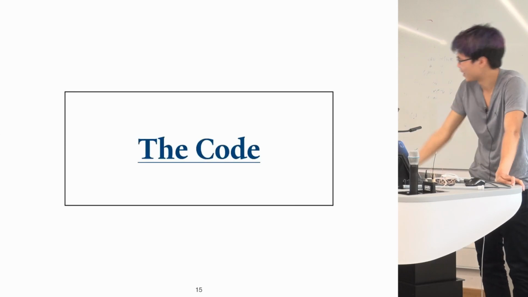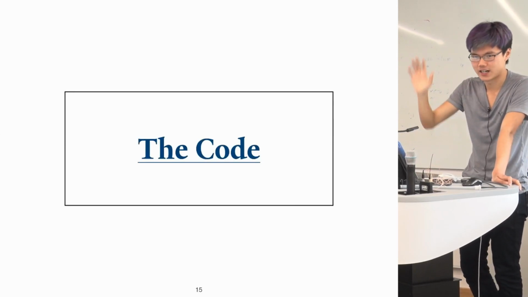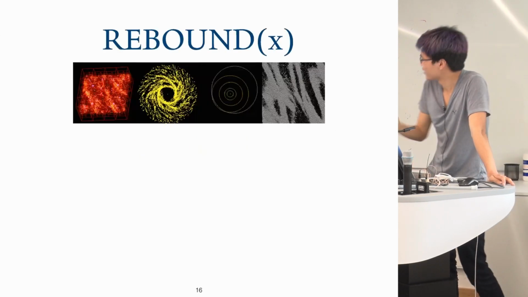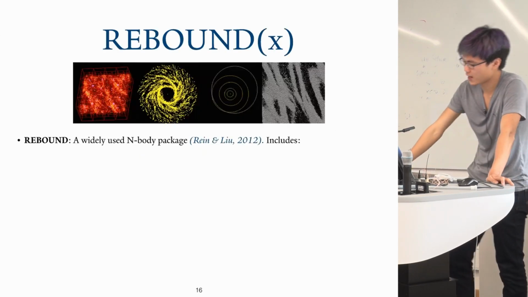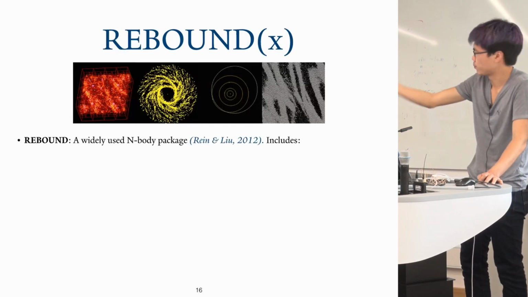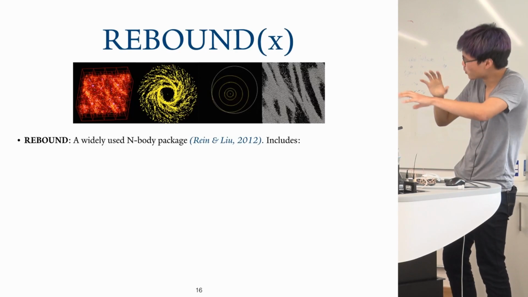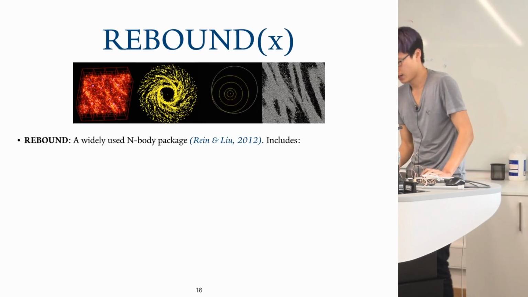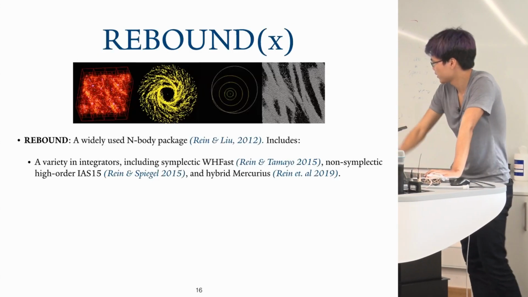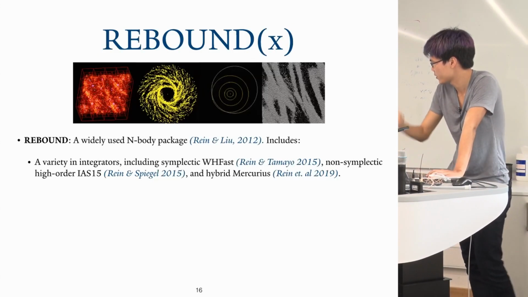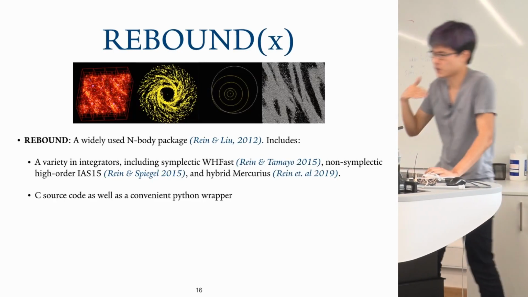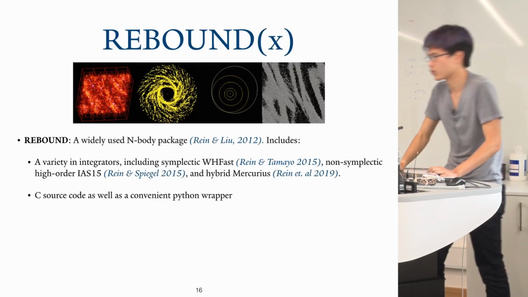So yeah, now with that background out of the way, I can dive into the actual code a little bit. So what is REBOUND? REBOUND is a widely used n-body integrator package. An n-body integrator simulates the motion of particles under the influence of gravity. REBOUND includes a variety of integrators, including symplectic integrators, non-symplectic higher order ones, as well as hybrid integrators that are a combination of both. So it can be thought of as an integrator package, not just a simple n-body integrator.